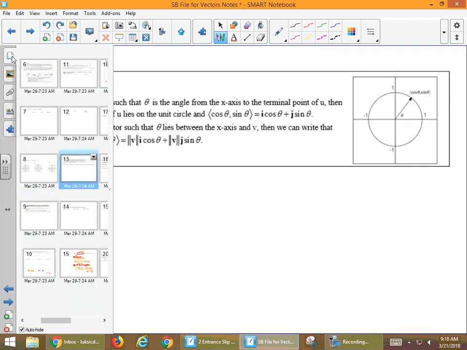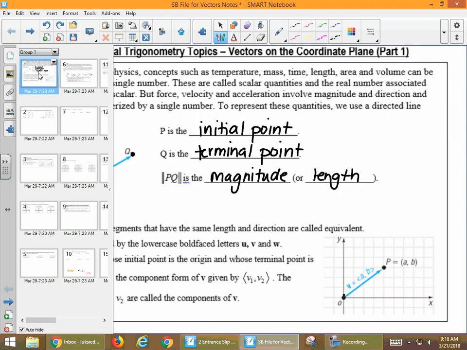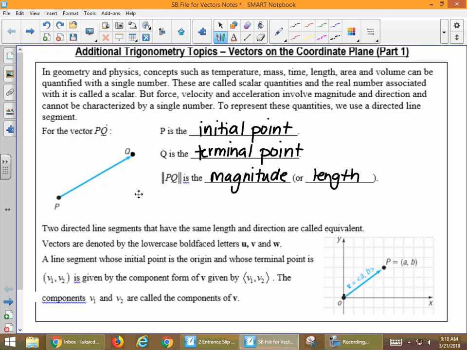Okay. Let's get back to the original slide. So P is our initial point. Q is the terminal point. We know that because that's where the little arrow is. And the double bars in front of PQ just tell you you're finding the magnitude. Magnitude is the same as the length here.